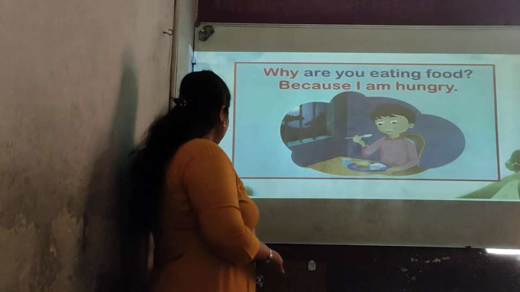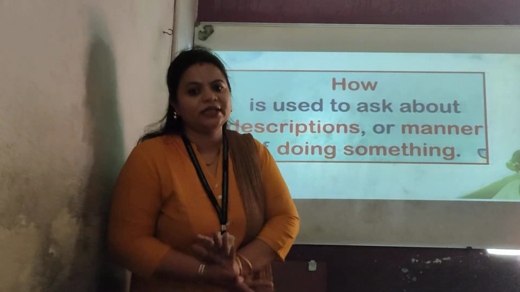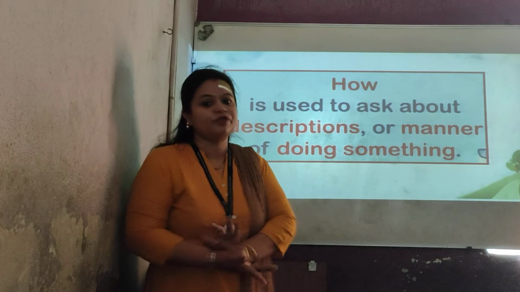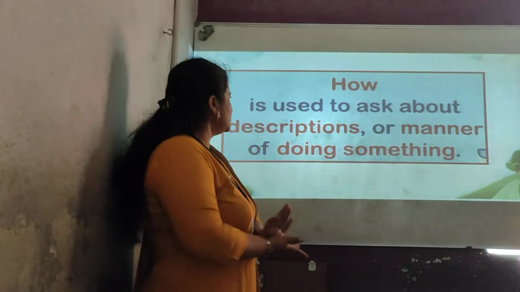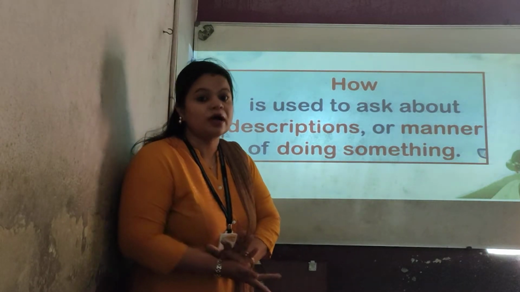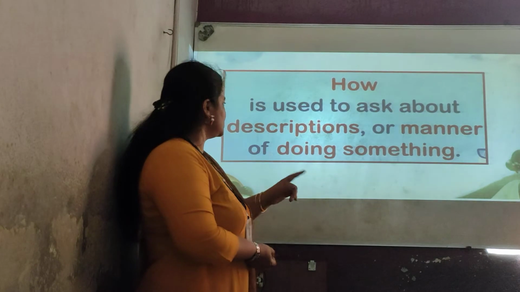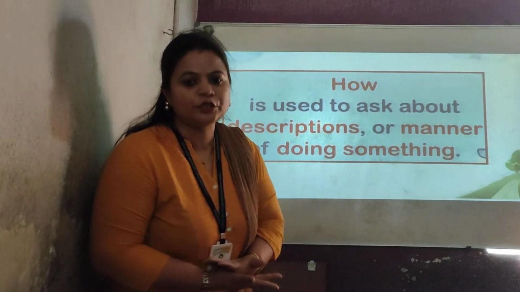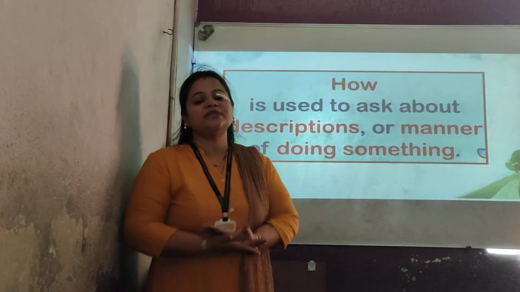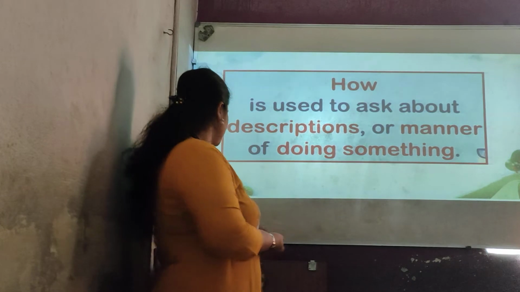Let's see the next one. Now here which special word is given in a question sentence? The word how. The word how is used to ask about the description or manner of doing something. Let's see an example of this.